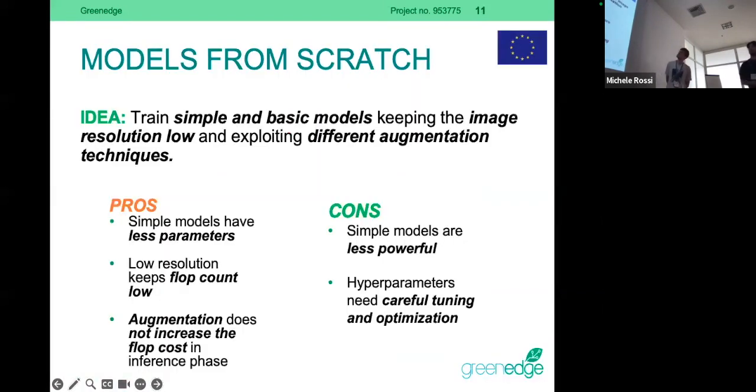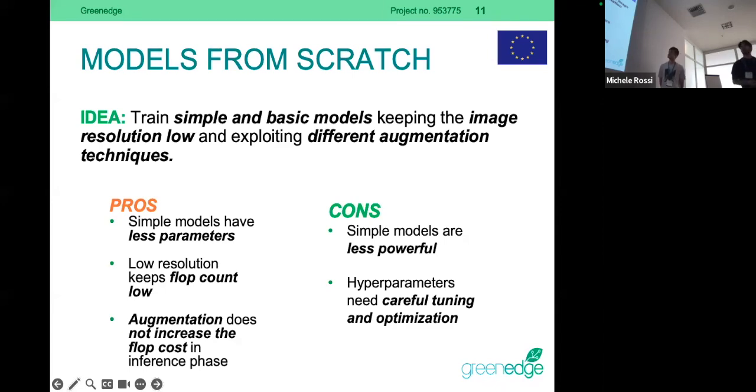So, considering the project statement, the first idea that we got was to train simple and basic models, keep the resolution low, and use different augmentation techniques. This methodology has some advantages. For example, the simple models have fewer parameters, the low resolution of the images keeps the flop count small, and also the augmentation techniques don't increase the flop cost in inference phase.